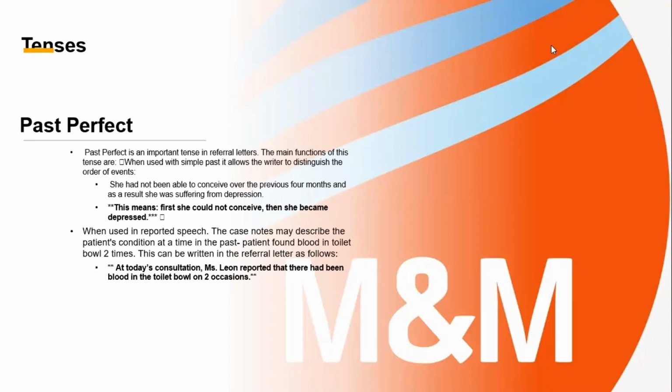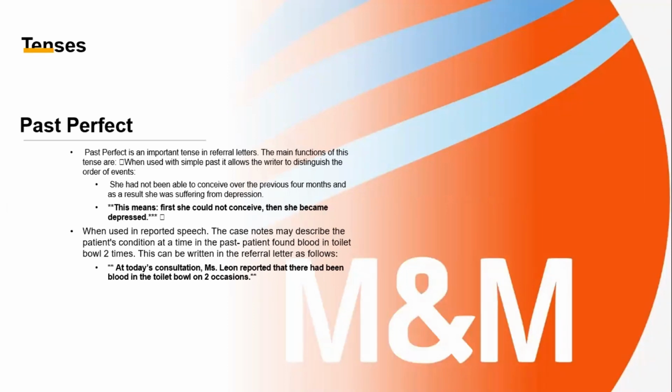Just take an example. She had not been able to conceive over the previous 4 months, and as a result, she was suffering from depression. So here we can use an example: she was not able to conceive, then she became depressed. Similarly, she reported that she had seen, sorry, she had seen blood in the toilet bowl on 2 occasions. So, this is an example of past perfect tense.